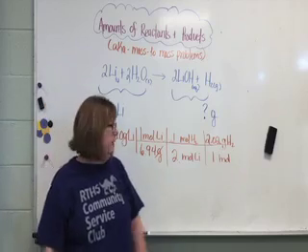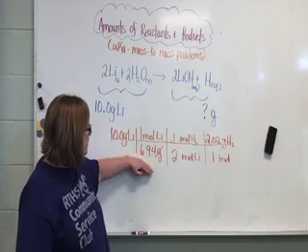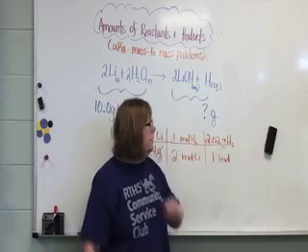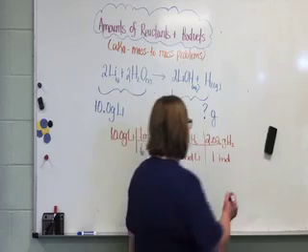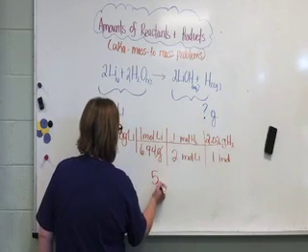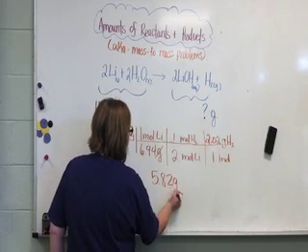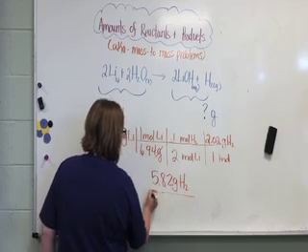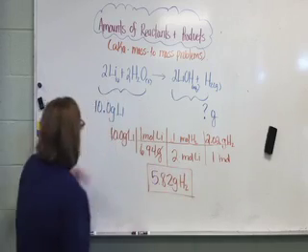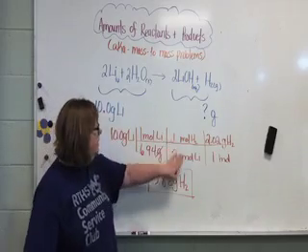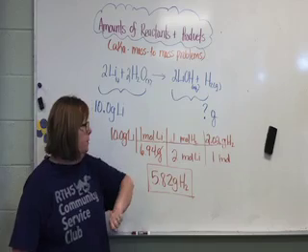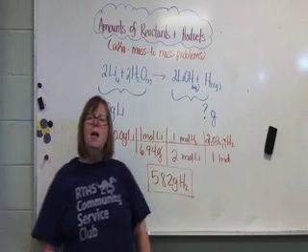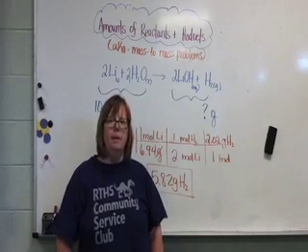So then in my calculator, I would put 10 divided by 6.94 divided by 2 times 2.02, and my answer is 5.82 grams of hydrogen. And that is the correct number of significant digits because we started with 3. This is an exact number. 1 mole of hydrogen is formed for every 2 moles of lithium that reacts. Let's try one more problem.